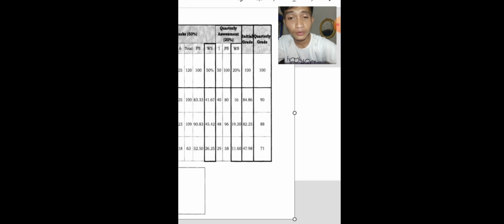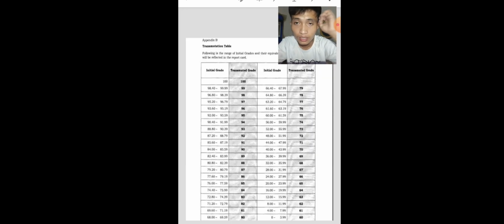So in order to get the quarterly grade, we need to look at the transmutation table. So here is the transmutation table. So let's go back to, okay, so learner A got 84.86 initial grade.